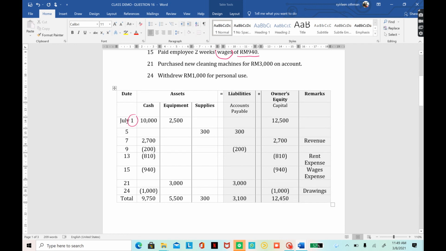So this amount in the asset column is equal to the total amount in the liabilities plus owner's equity column, which is 15,550 ringgit. Thank you.